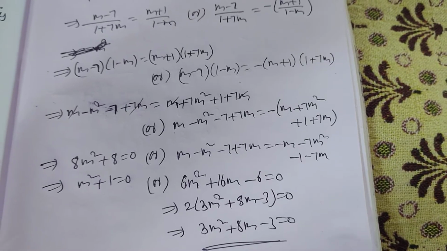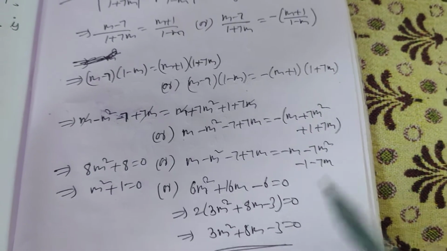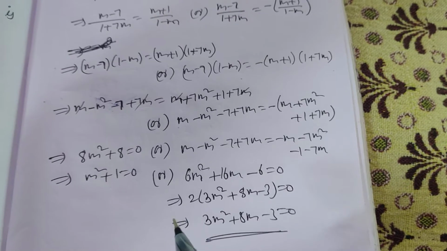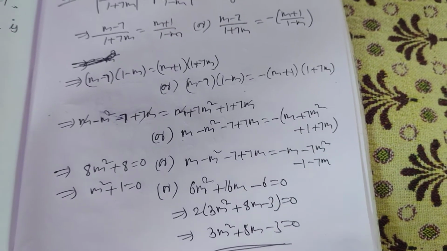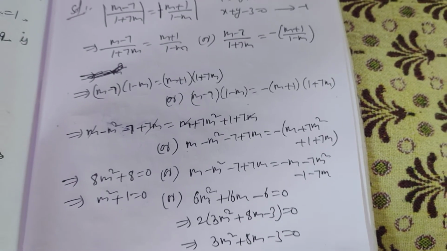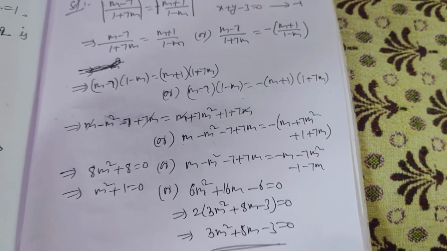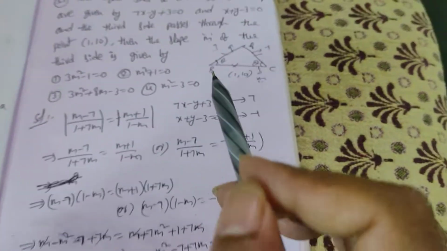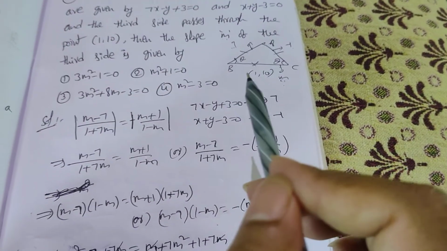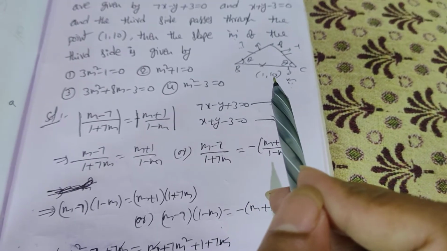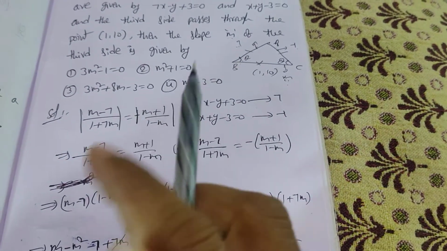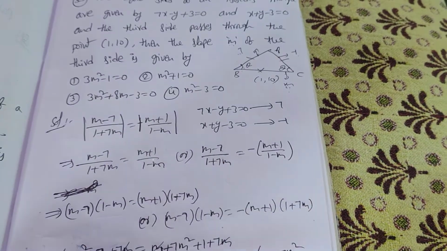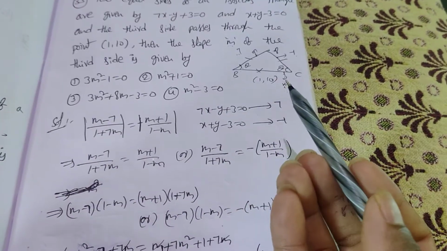My dear children, why did you get the option 3m square plus 8m minus 3? Why not m square plus 1 is equal to 0? Can anyone guess this one? Yes, if you know, very good. Otherwise, you just remember. So, the given line passing through (1, 10), you don't bother about that one. For confusing only, they have given this (1, 10). So, what is the use of this (1, 10)?